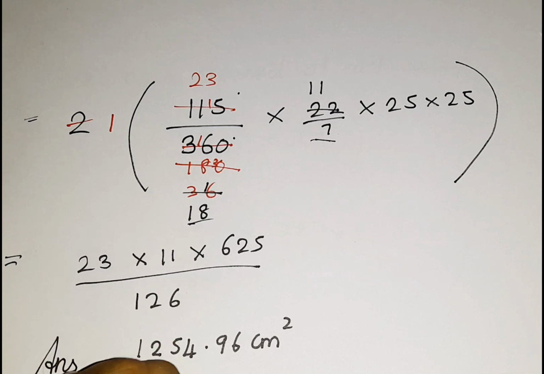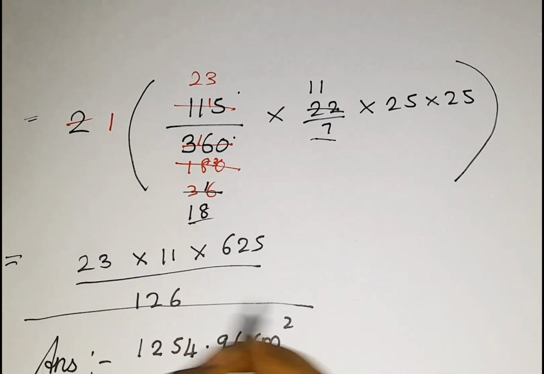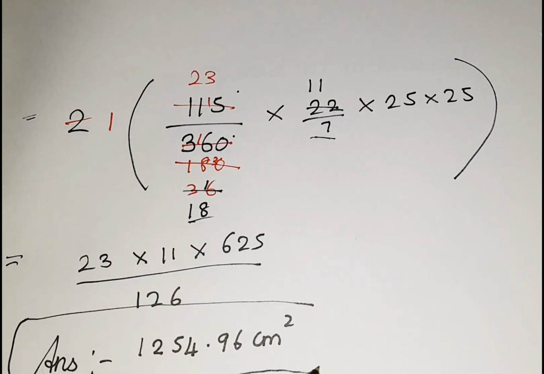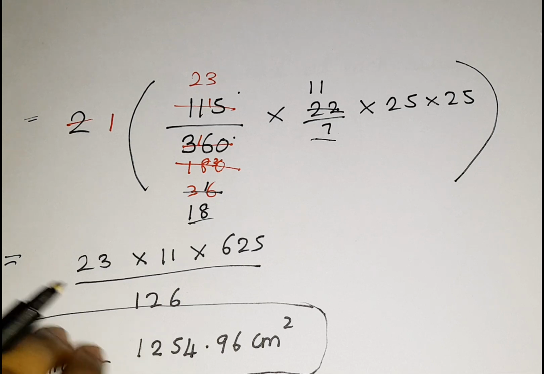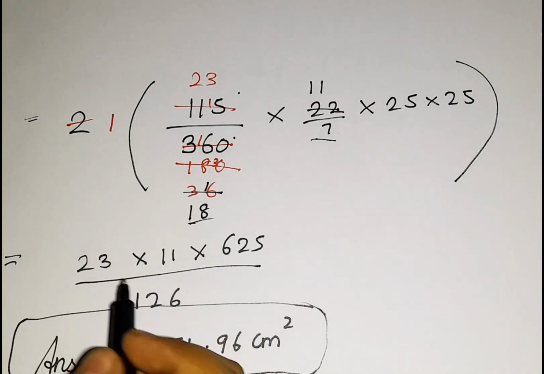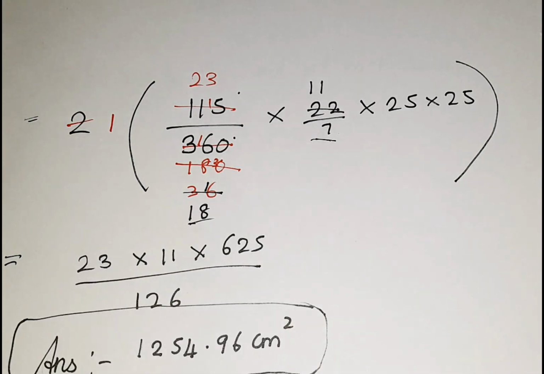Why did I write centimeter square? We found the area, right? That's why I wrote centimeter square. So this is our answer. Remember, I multiplied all the values and then divided by this number, and then I got the final answer.